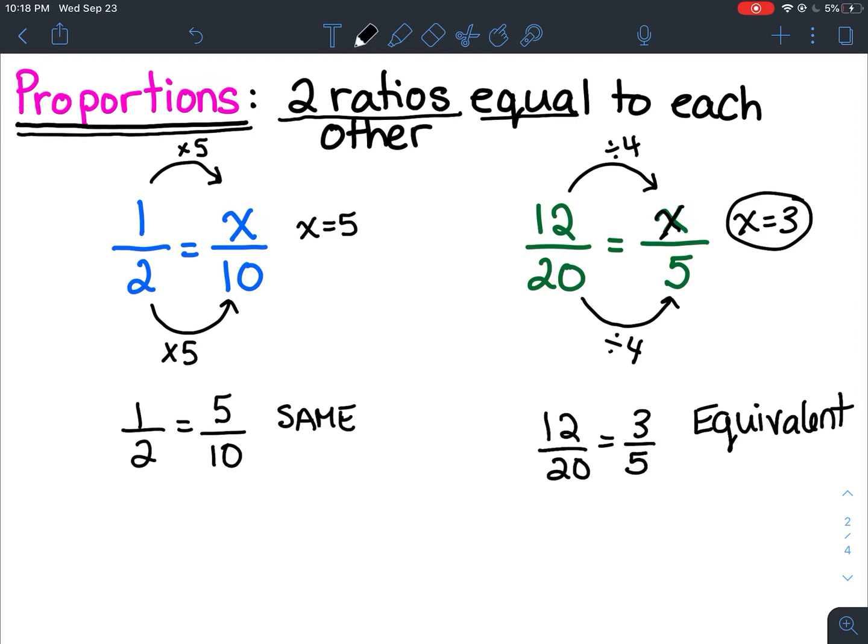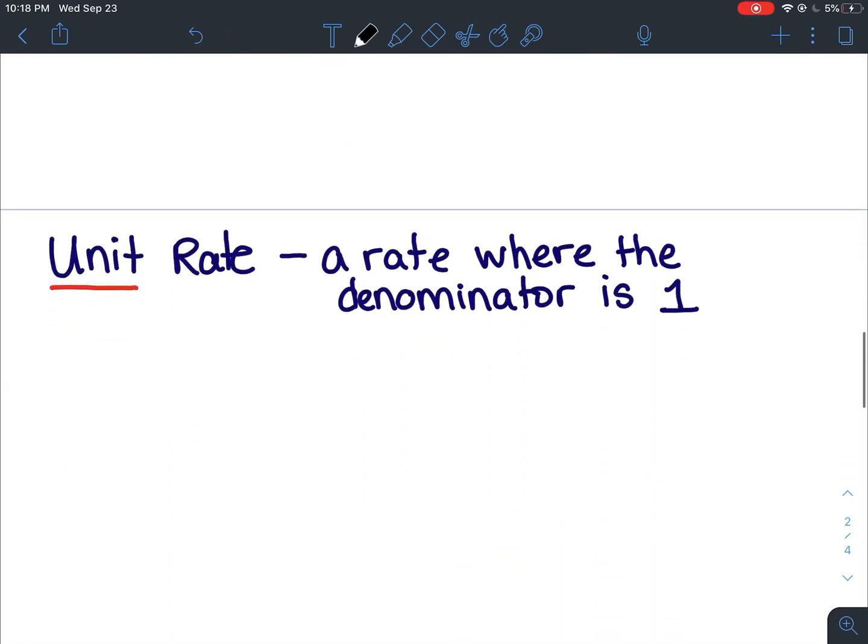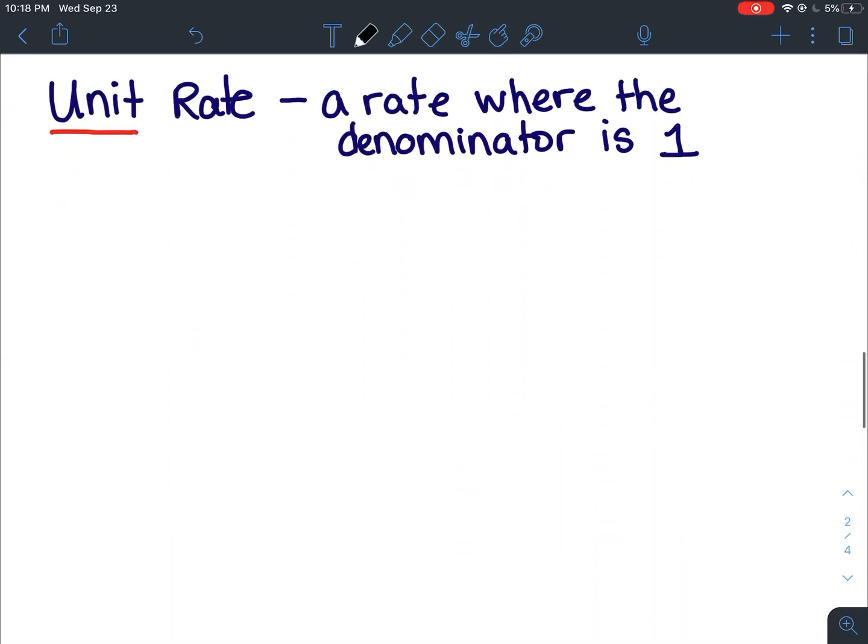And that's how you solve a proportion. These are just the first step ones. They get a little trickier. Okay, unit rate. Unit rate is where we will have a ratio or a rate where the denominator is 1.